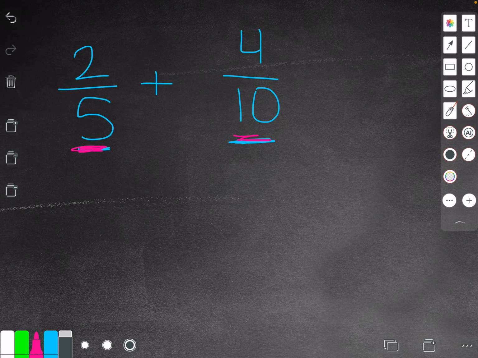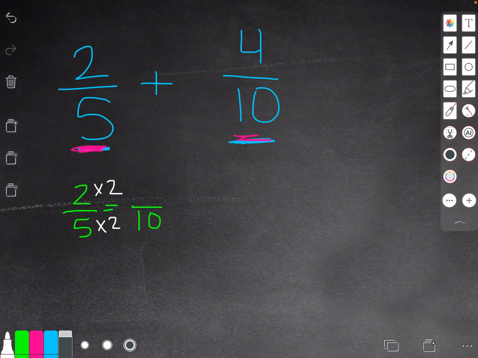So I can count by 5s until I get to 10, to see if that's possible. 5, 10, I counted 5 2 times. That means I'm using 2 groups of 5 to make 10. So what I'm going to do is rewrite my 2/5 as something over 10. Why? Again, because I'm trying to make sure that my fractions have the same size pieces, that they have the same denominator here. So what am I multiplying by? To go from 5 to 10, I'm multiplying by 2.